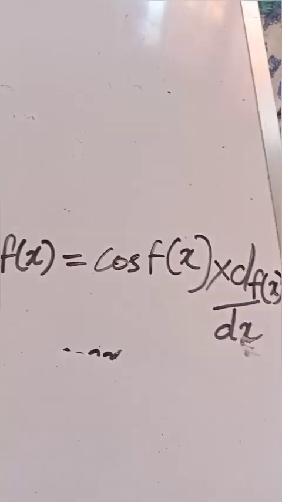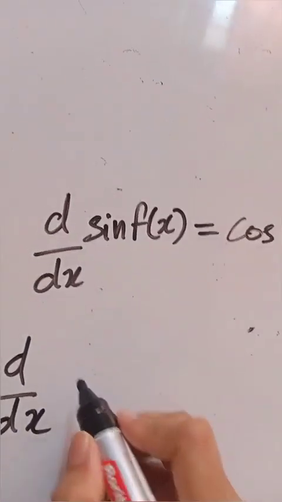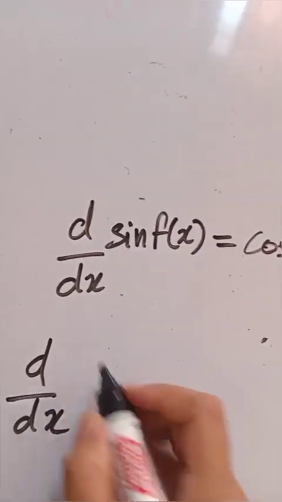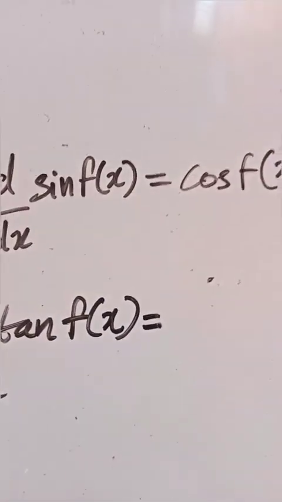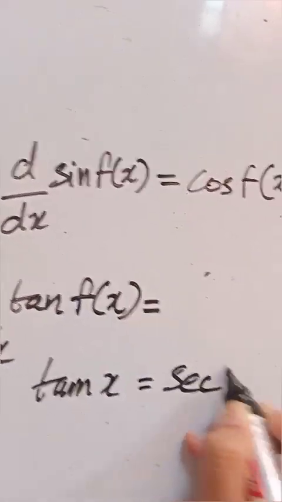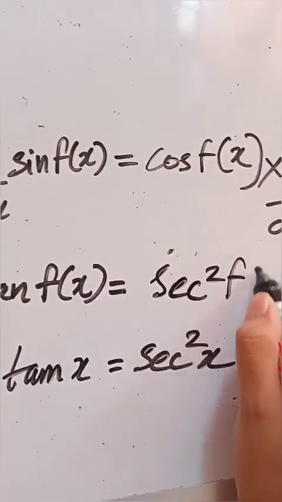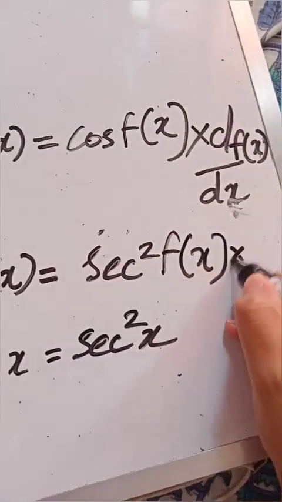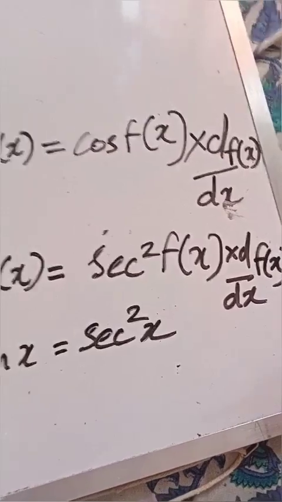So next example, d by dx of tan of f of x will be equal to, we know that the derivative of tan x is sec square x. So here we will get sec square f of x into d by dx of f of x. I think you got it. We will do one more example.